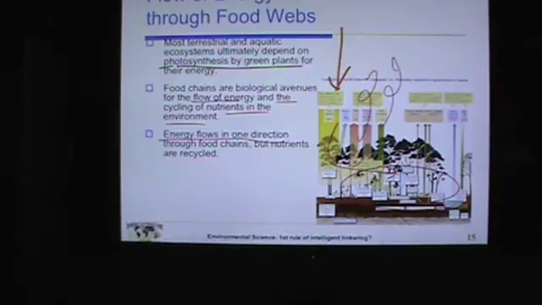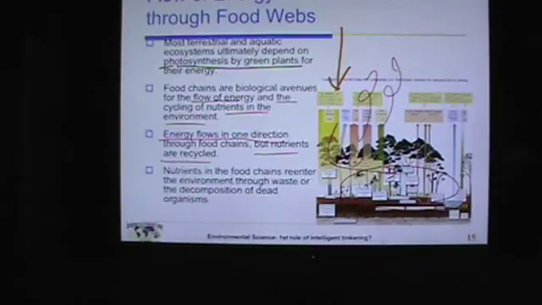See how there is energy lost through evaporation, through plant respiration, and all those things. Nutrients are recycled through this system. Nutrients of the food chain re-enter the environment through the waste or the decomposition of dead organisms, for sure. Dead organisms. I spent a lot of time on this slide. We're making the point again. Anyway, get the idea.